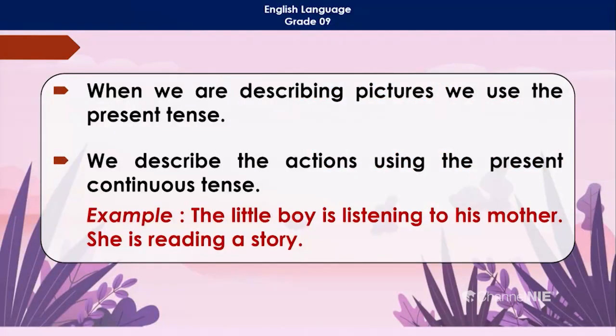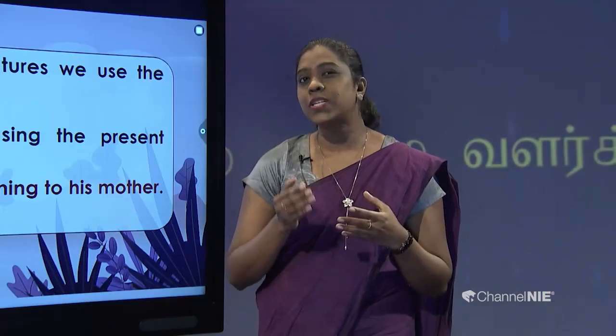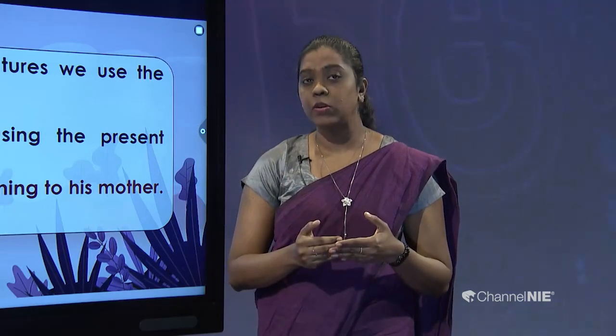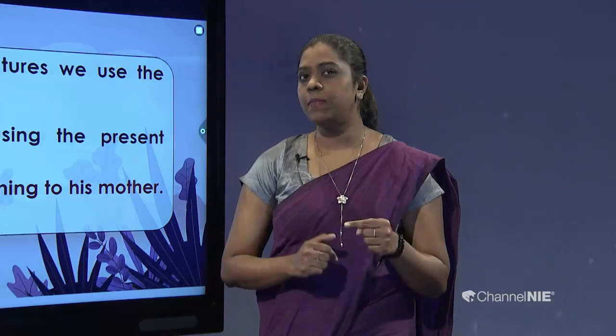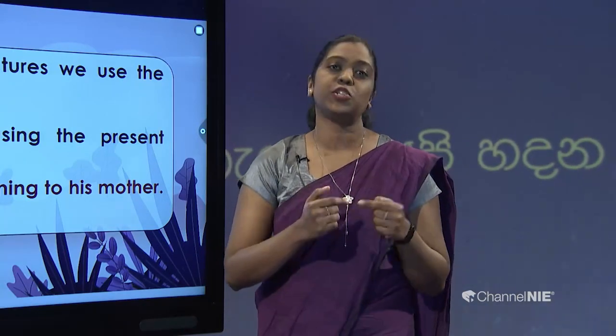Right. Let's tell them some tips. All right. When we are describing pictures, we use the present tense. We describe the actions using the present continuous tense. Example, Miss Augusta? Yeah, so when it comes to present continuous tense, children, you know that we must use the ing form of the verb. When you say continuous tense, ing form of the verb. And in describing pictures, we use the present continuous tense.